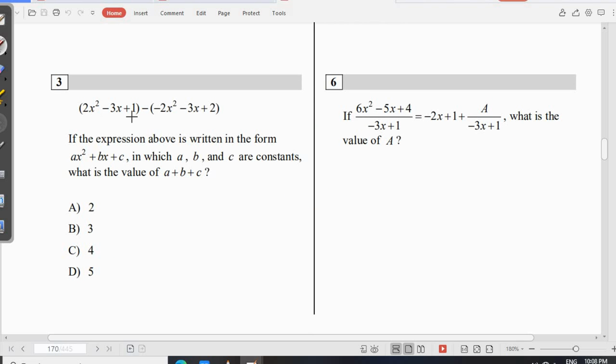So here you have the same thing, no difference. Here will just become plus 2x squared plus 3x. Okay, and after you do this, you are going to get an equation that looks like this. Just know the position of your A, and you know the position for your B, and the position for your C, and add them together and you get the answer.